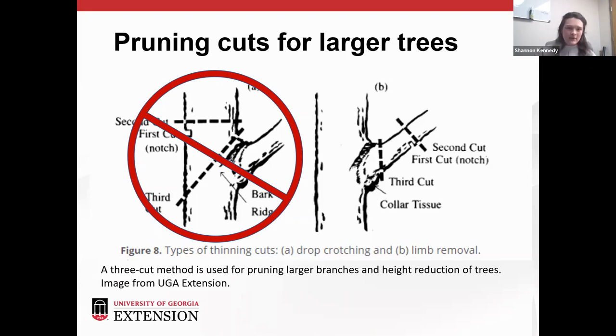If you look on the diagram, and I'll see if I can point at it with a laser pointer. Can you see that? Yeah.